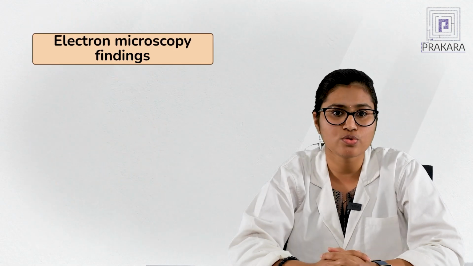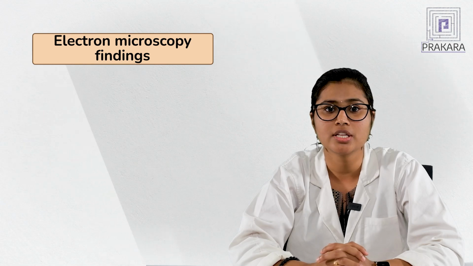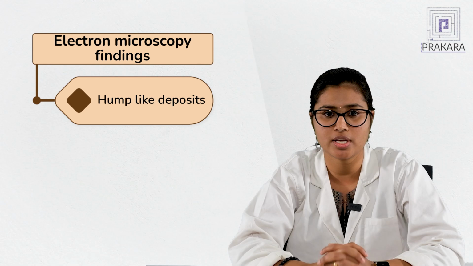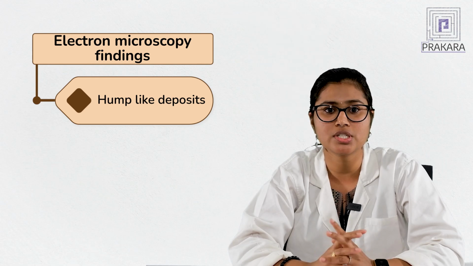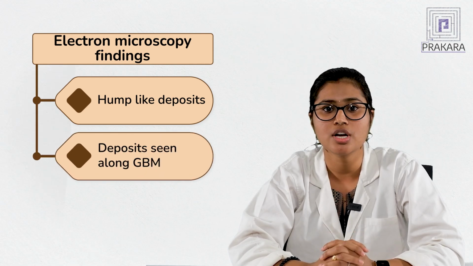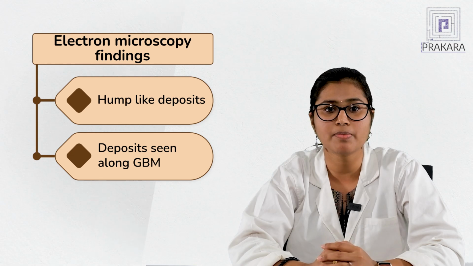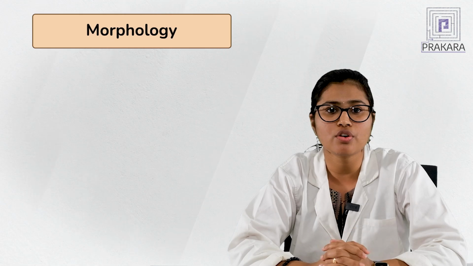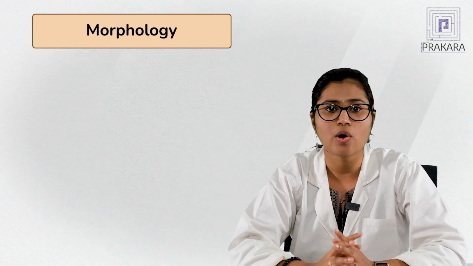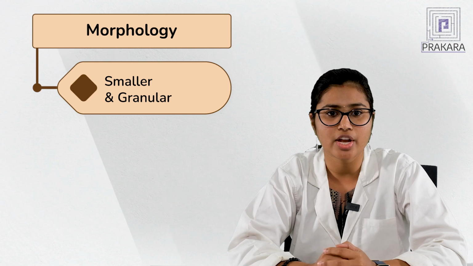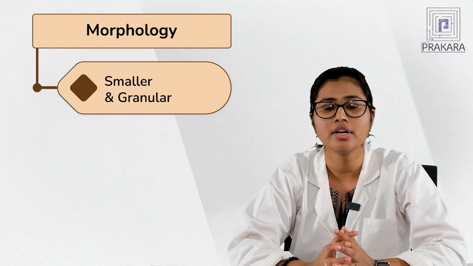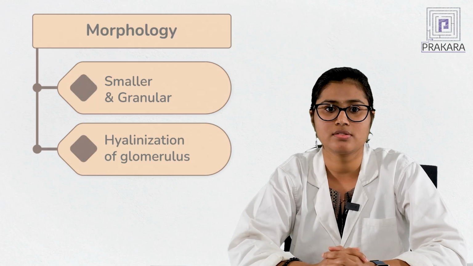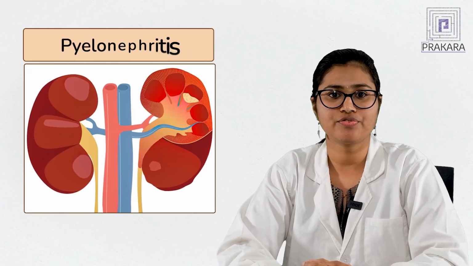Coming to electron microscopy findings, there are irregular hump-like deposits along the epithelium of the glomerulus, and in immunofluorescence we see irregular deposits along the GBM, and these irregular deposits mainly consist of complement C3 and IgG. So next, morphology of chronic glomerulonephritis. Grossly the kidneys are smaller and granular, contracted kidneys we call it, and next in microscopy we see hyalinization of glomerulus.